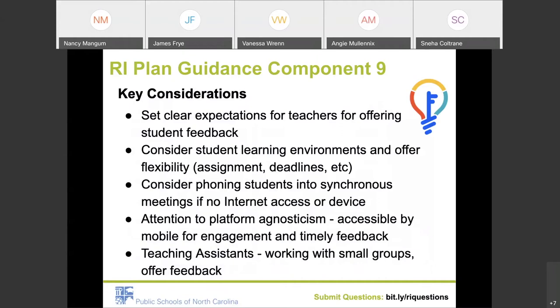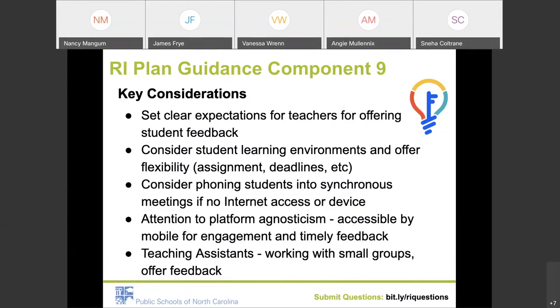A couple of key considerations: setting clear expectations for offering feedback. What will we do as a district, and how will we be consistent? Considering the student learning environment and offering flexibility is also important, and speaks to our equity component as well. Consider phoning students into synchronous meetings if they don't have internet access or a device. How can you give them that phone number to call in, or how can you get them to be a part of the group?